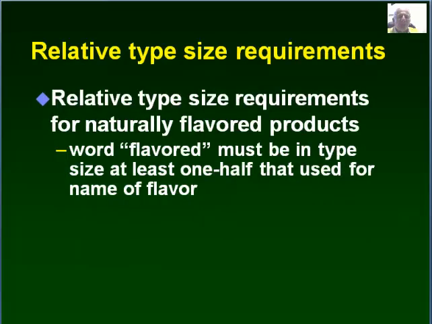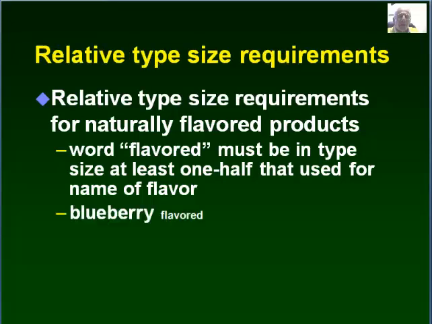Relative type size requirements for naturally flavored products. So the word flavored must be in type size at least 1/2 of that used for the name of the flavor. So if we look at an example, we have blueberries and the flavor must be at least 1/2 the size of the term blueberry. So this would be a product blueberry flavored. We would be using an all-natural flavoring in this case. It's not imitation because we don't state that.